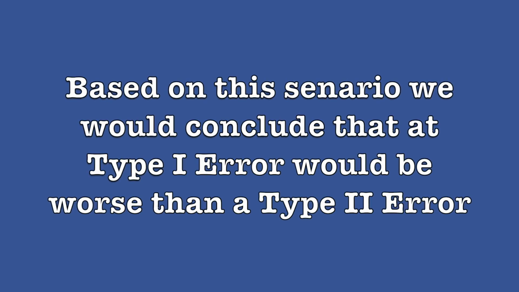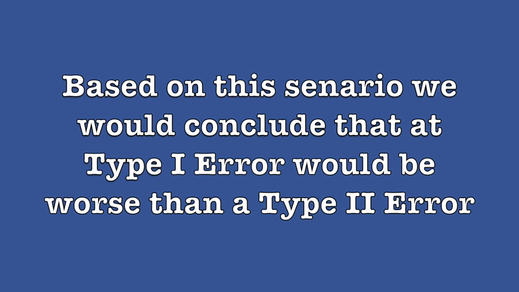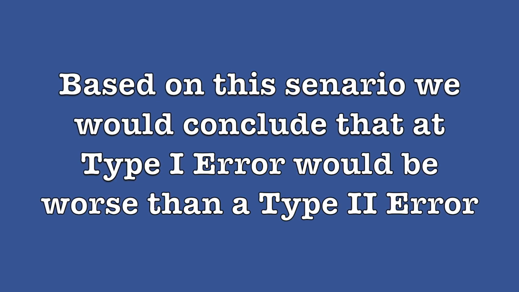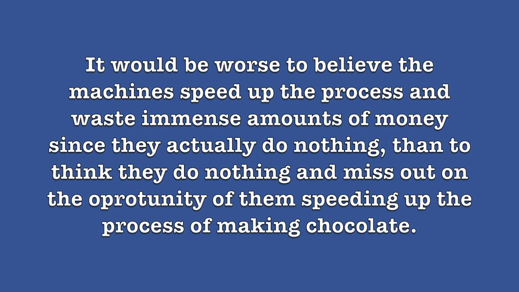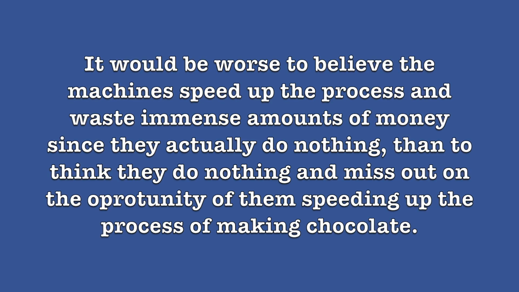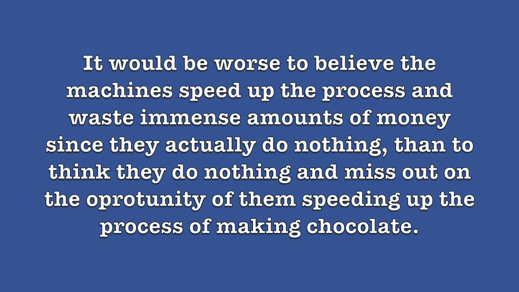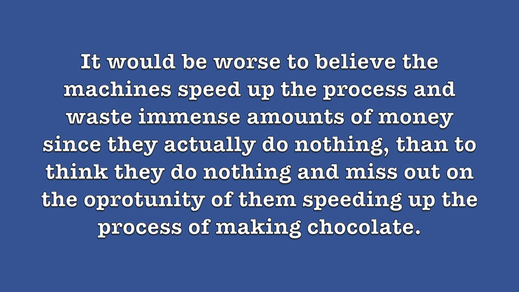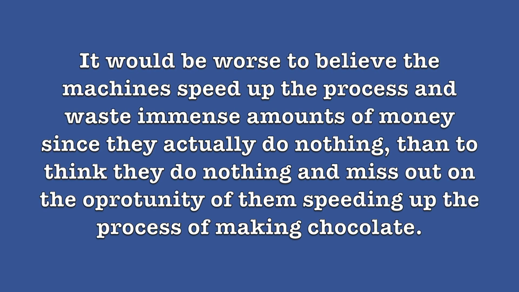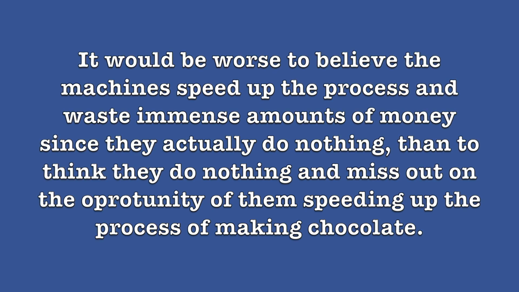Based on the scenario, we would conclude that a type 1 error would be worse than a type 2 error. It would be worse to believe the machines speed up the process and waste an immense amount of money since they actually do nothing, than to think they do nothing and miss out on the opportunity of them speeding up the process of making chocolate.